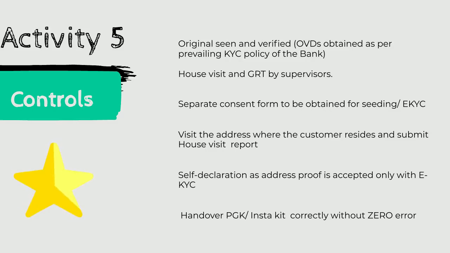policy of the bank, house visit and GRT done by the supervisors, separate consent form to be obtained from seeding or eKYC, visit the address where the customer resides and submit the house visit report. Self-declaration as address proof is accepted only with eKYC. Hand over PGK or Instacate correctly without zero error.